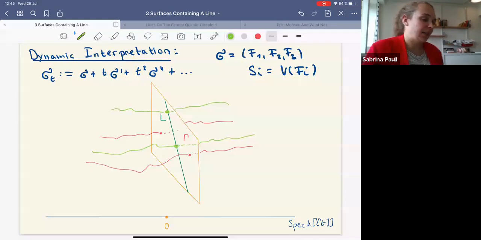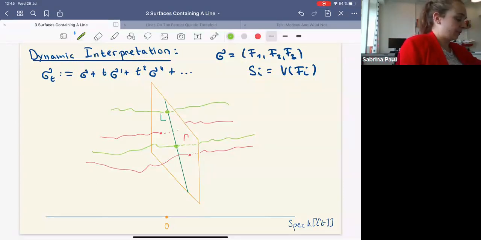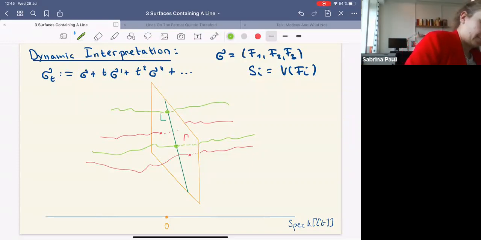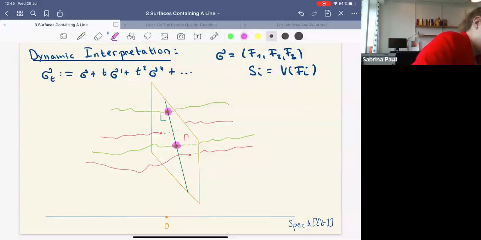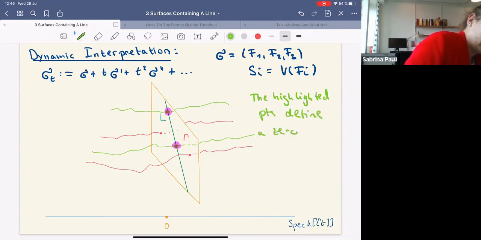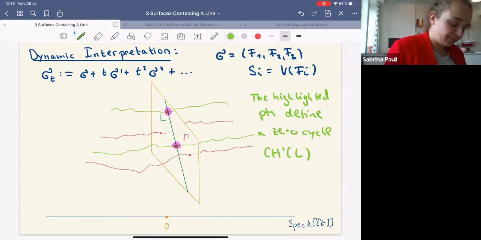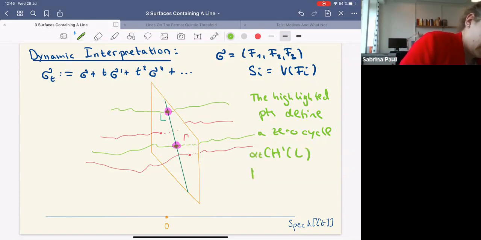Like this. And classically what happens is now, if I highlight those 2 points, so the highlighted points define a 0 cycle on L, so it's in Chow 1 of L, so this is a 0 cycle, and let me call it alpha, and the degree of this alpha will be the Euler number of the axis bundle.